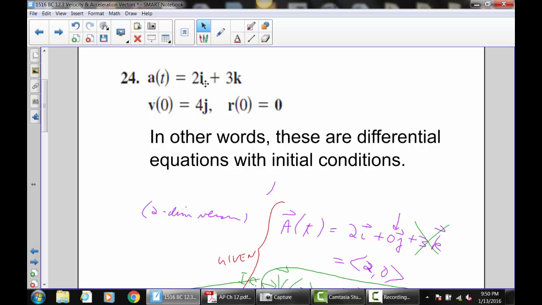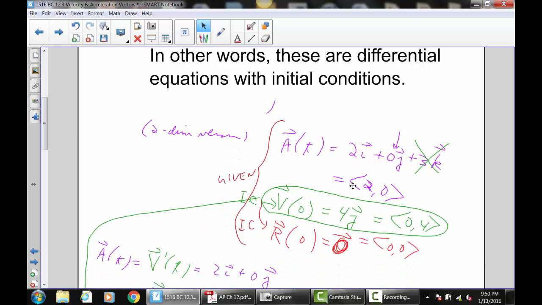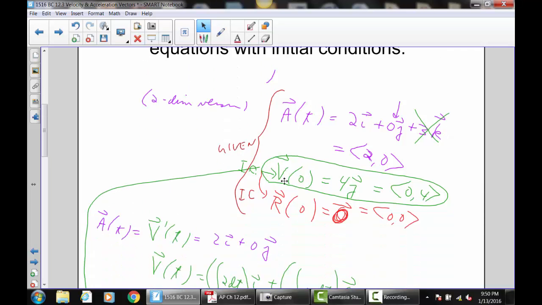And of course there are no j's in here, which means it's 0j. So my acceleration vector actually is the vector 2 comma 0. And then this expression right here, v of 0 equals 4j, that's an initial condition. If v of 0 is 4j, then in component form that's 0, 4. And if r of 0 is 0, then that means it's the vector 0, 0.